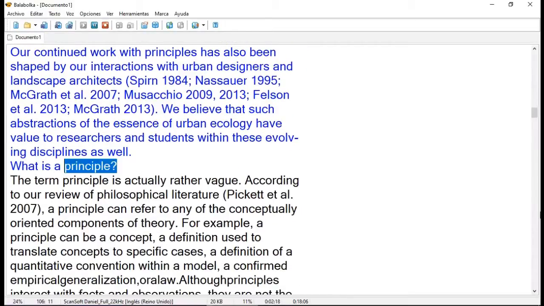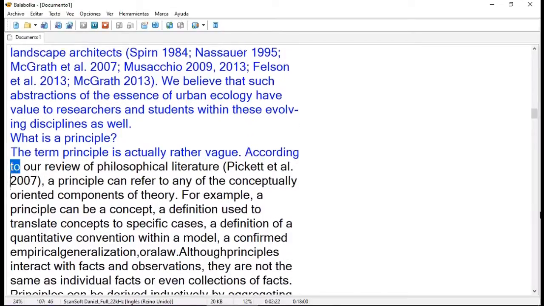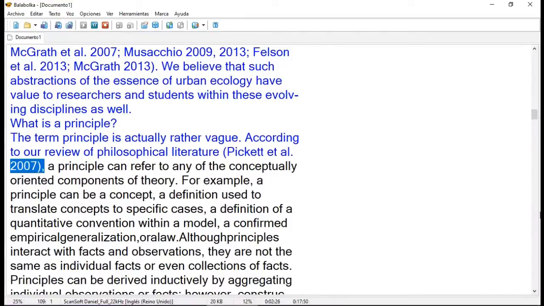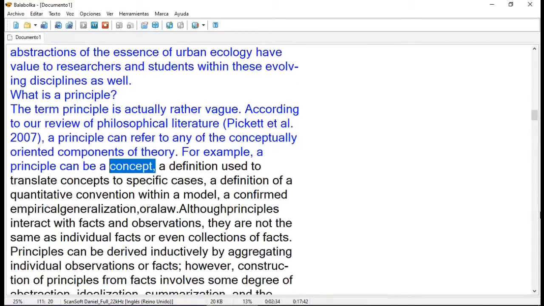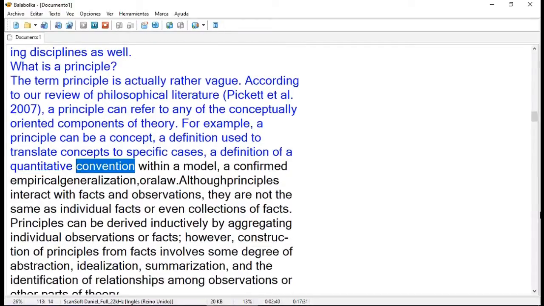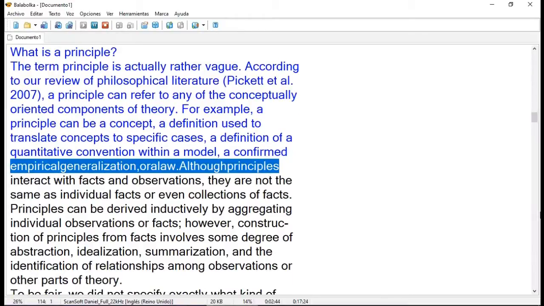What is a principle? The term principle is actually rather vague. According to our review of philosophical literature, Pickett and others 2007, a principle can refer to any of the conceptually oriented components of theory. For example, a principle can be a concept, a definition used to translate concepts to specific cases, a definition of a quantitative convention within a model, a confirmed empirical generalization, or an all-purpose law.